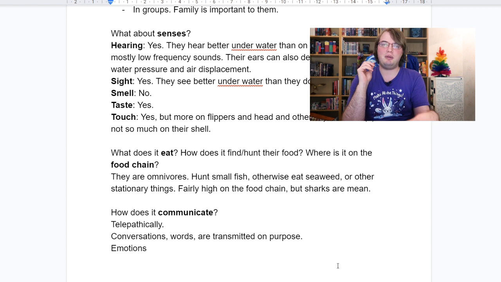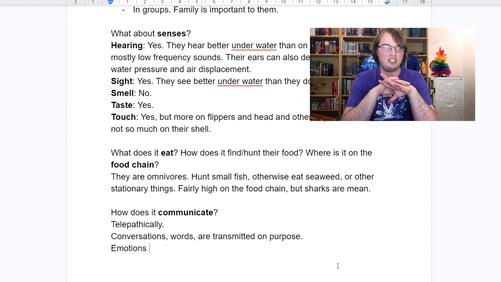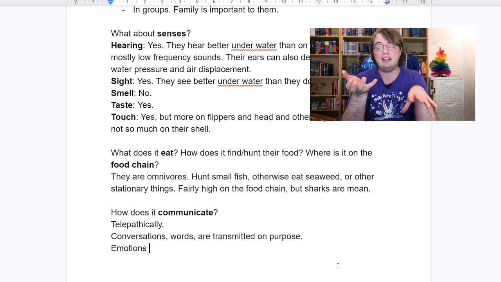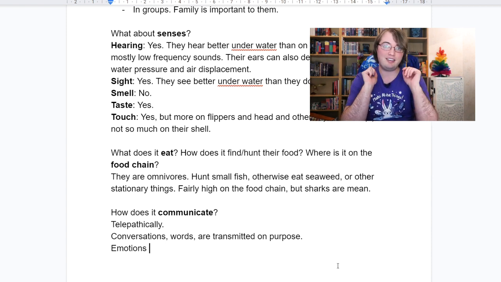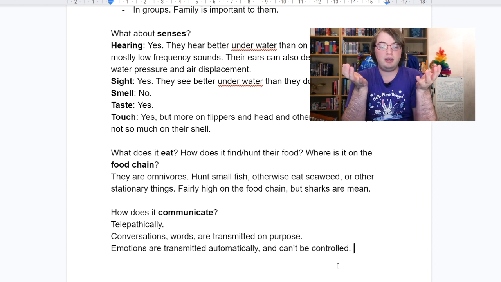So I'm gonna make it so they can't change the emotions they send out. That just happens, which means if you're sad, you can't pretend that you're not sad, because it's right there. It's being transmitted to everyone around you. So they can't control that. So that means automatically I have now created a very honest creature, because they can't lie, at least to each other.